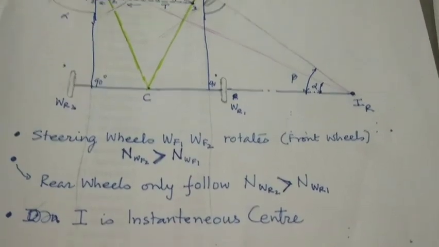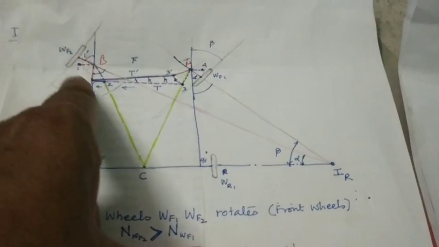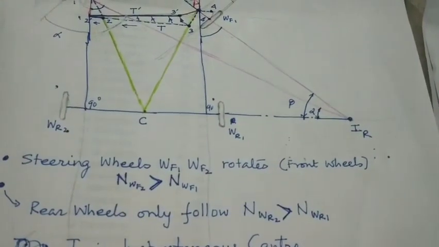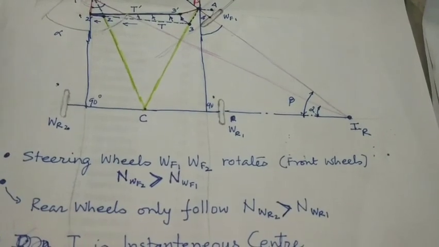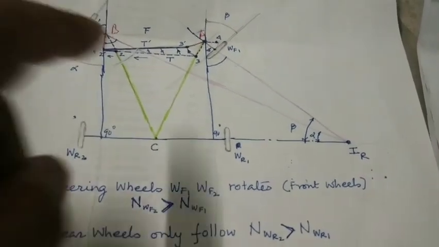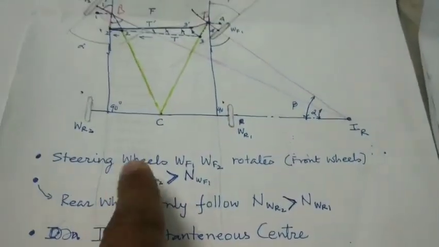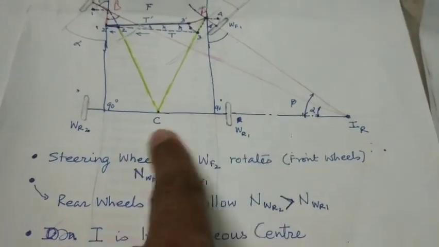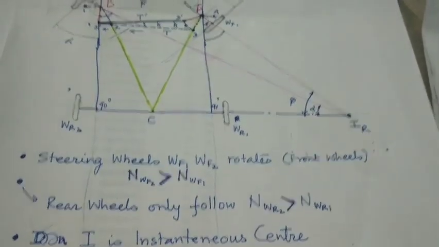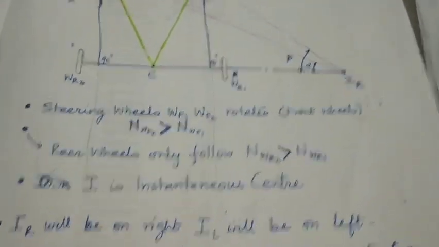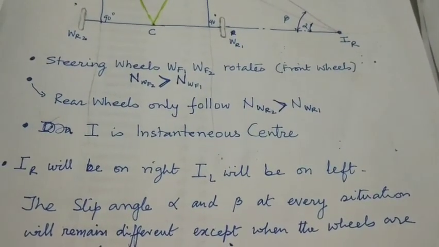So I read it out for you. Steering wheels WF1, front wheels WF1. So WF1 is this and WF2 is this. WF1 and WF2 are the steering front wheels. These wheels are having different RPMs, that is, this is the larger RPM and this is the lesser RPM. And the rear wheels also have a larger RPM and a lesser RPM, but they are not having inclination. They are just following. You see, they are not affected by the steering.